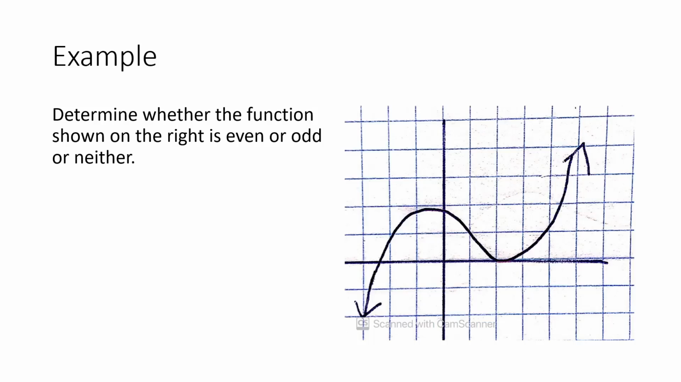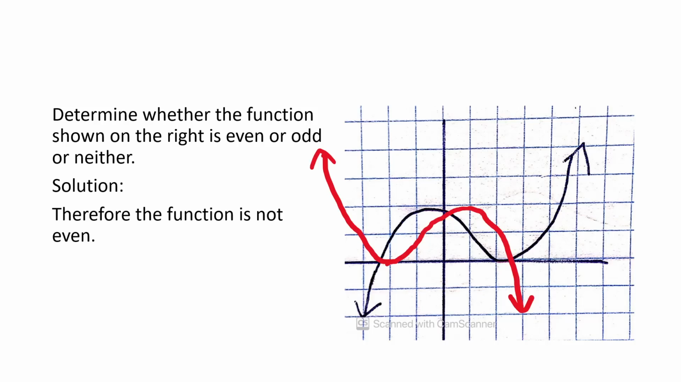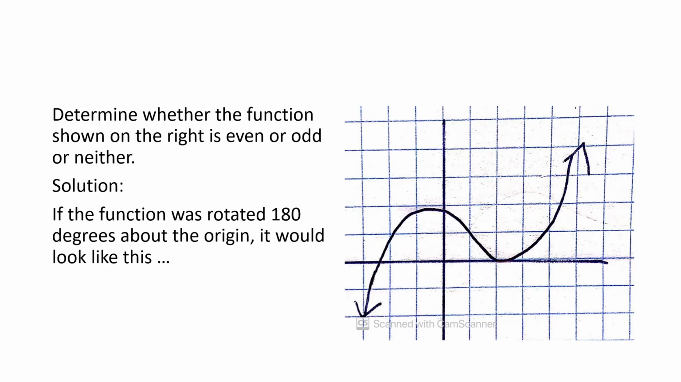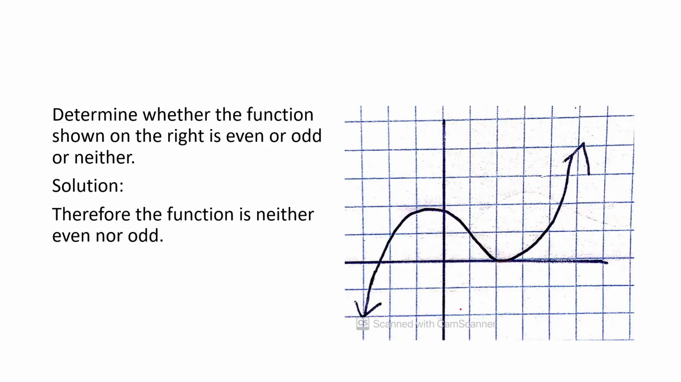Now, let's look at the function shown here. We want to determine if this is even or odd or neither. Well, if we were to reflect it in the y-axis, it would look something like this. So that is definitely not an even function. And if it was to be rotated 180 degrees about the origin, it would look something like that. That's a little tougher to show. But that means it's definitely not an odd function either. So this function is neither even nor odd.